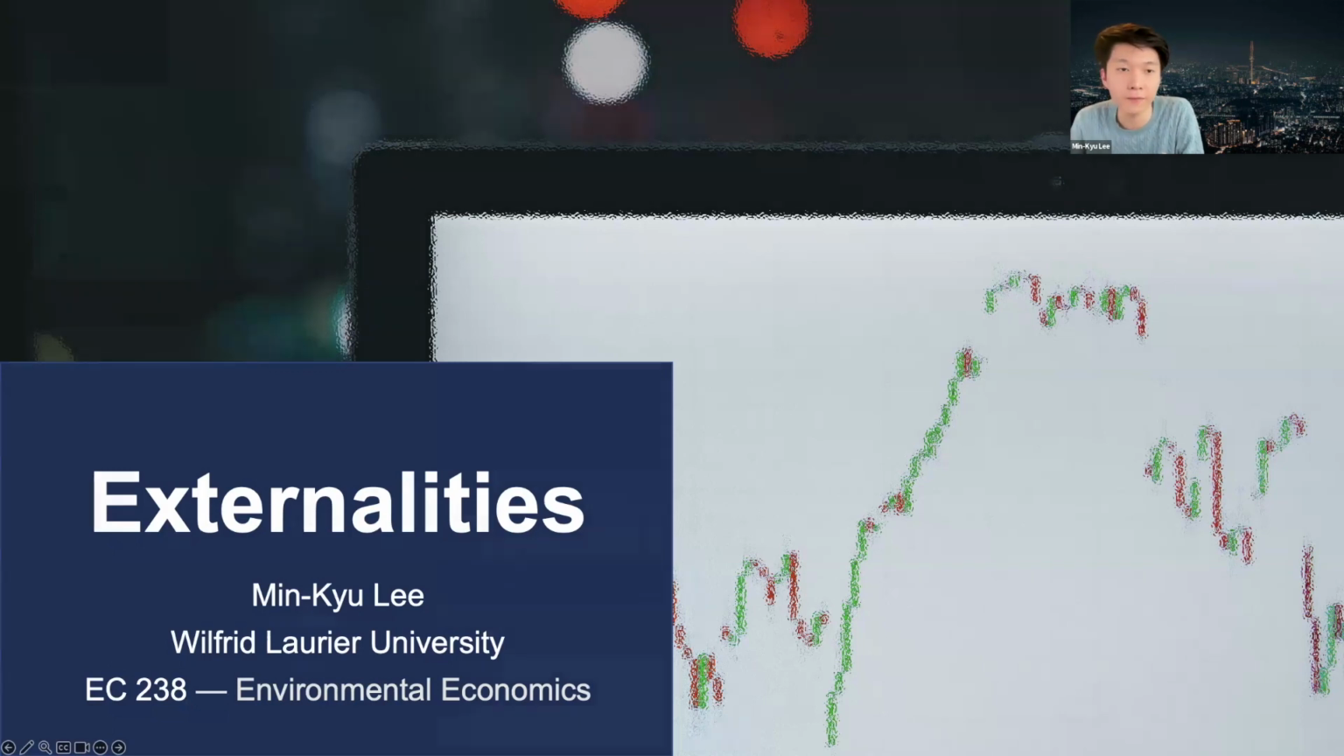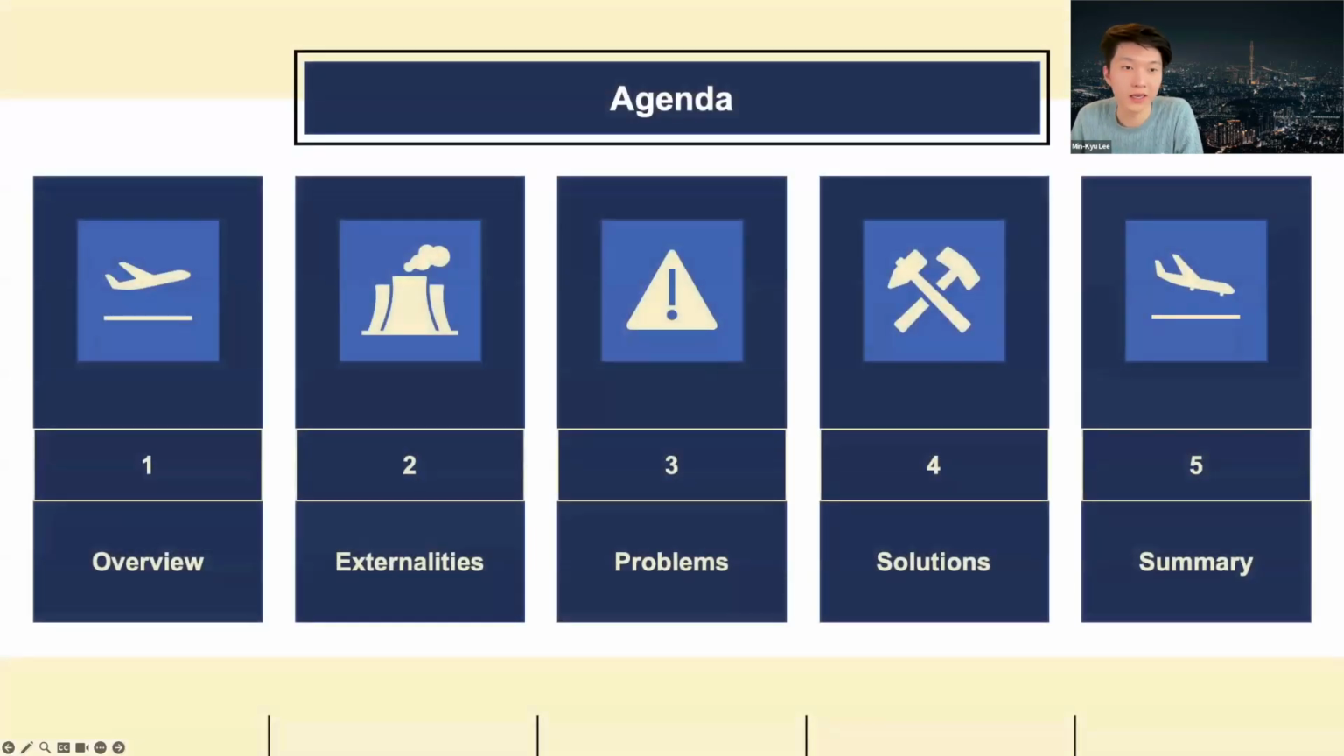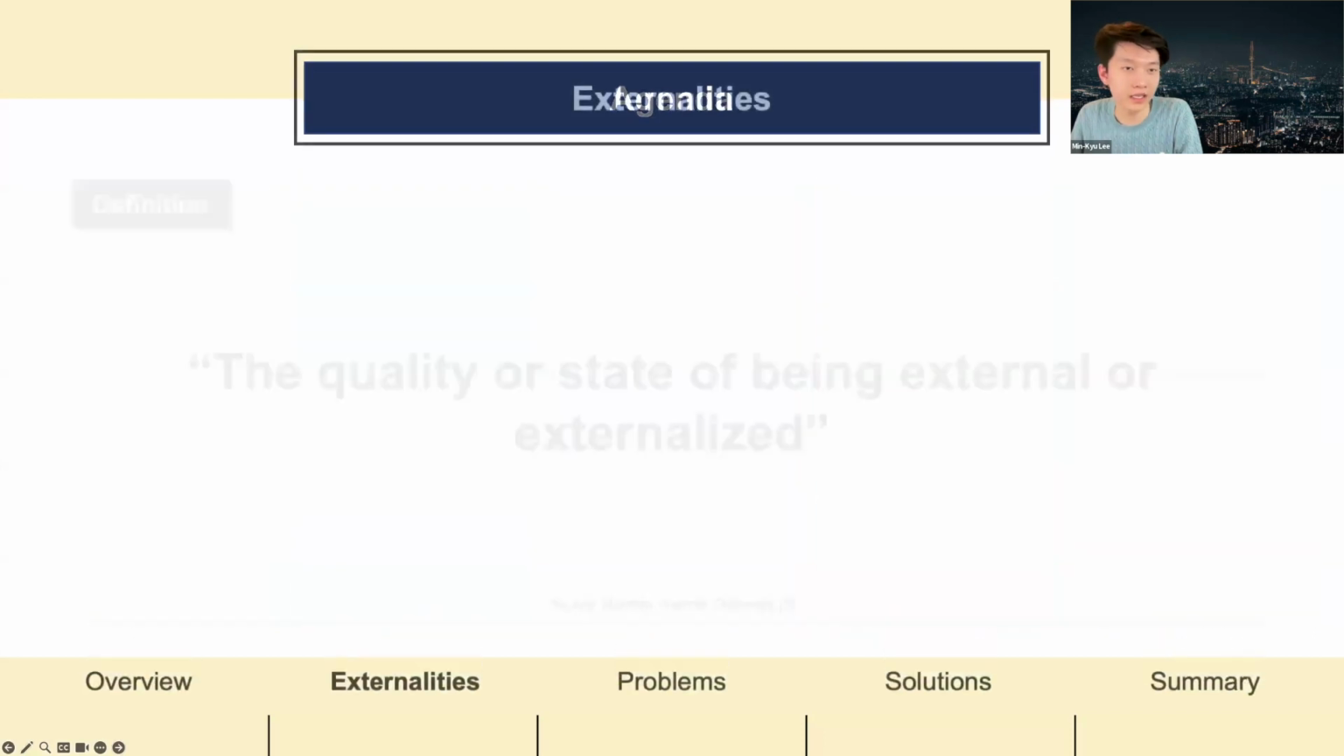So let's get started. What are we going to talk about today? First, we're going to talk about what externalities are. Then we're going to talk about why externalities are a problem, and really some of the solutions to externalities right after. And then finally, we're going to summarize everything that we talked about in our few minutes together. So let's get started. What are externalities?